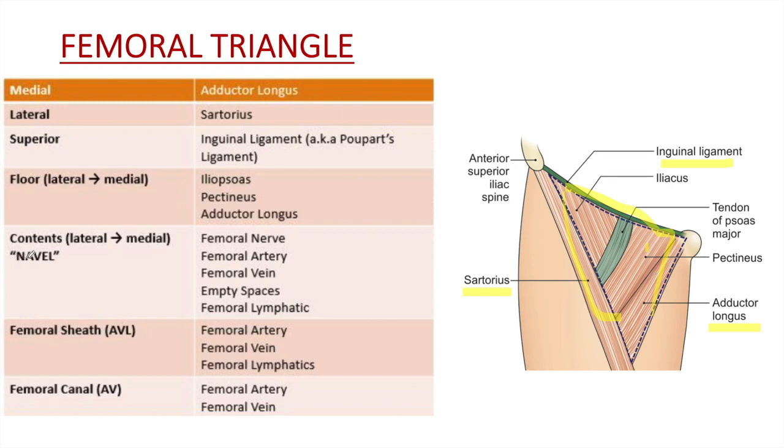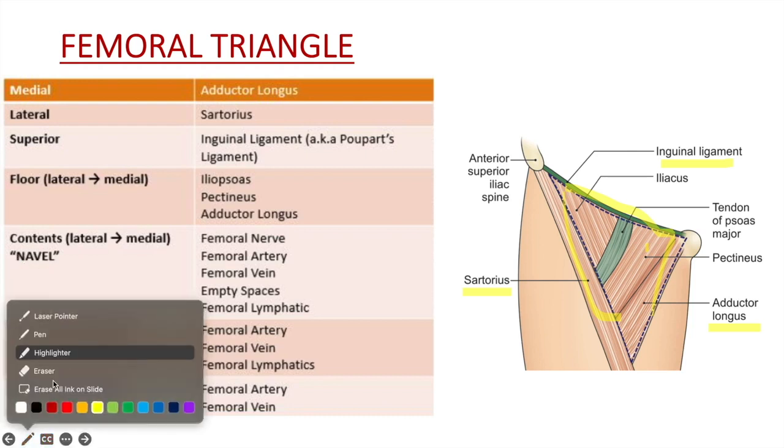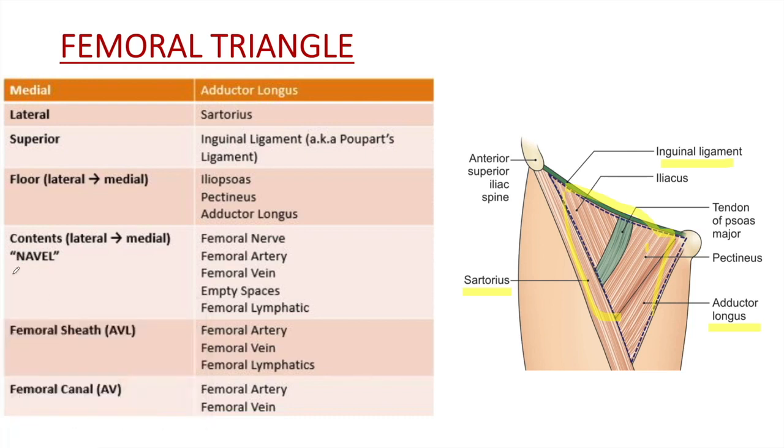Next is the content of the femoral triangle from lateral to medial. The code is NAVEL. N for femoral nerve, A for femoral artery, V for femoral vein, and L for femoral lymphatics. That is the content of the femoral triangle.